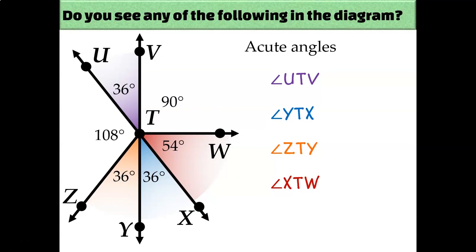And there's actually one more. If you combine these two 36 degree angles, it would be 72 degrees, and 72 is less than 90, so you could also say that angle ZTX is an acute angle as well.